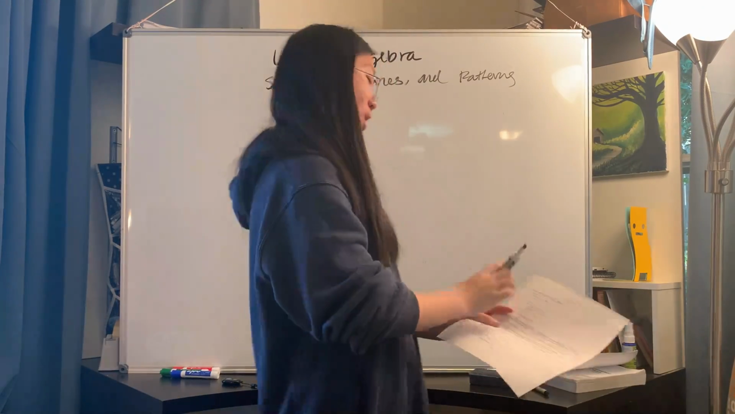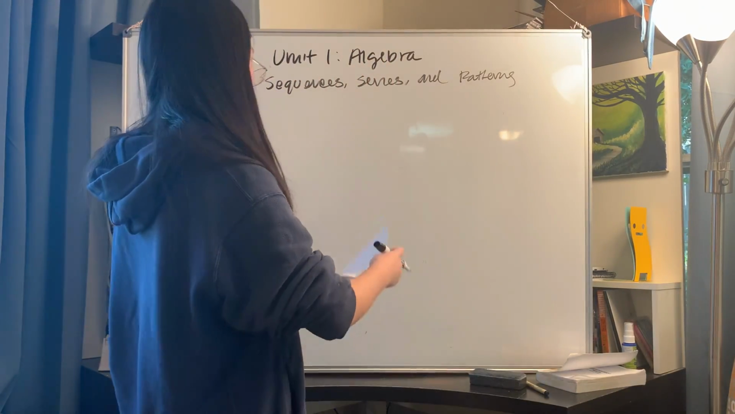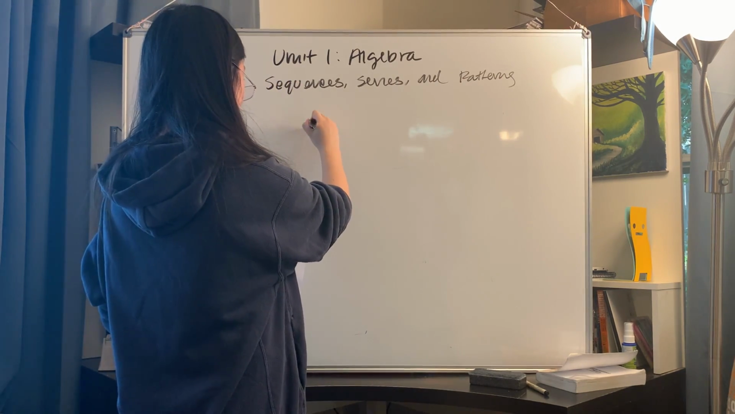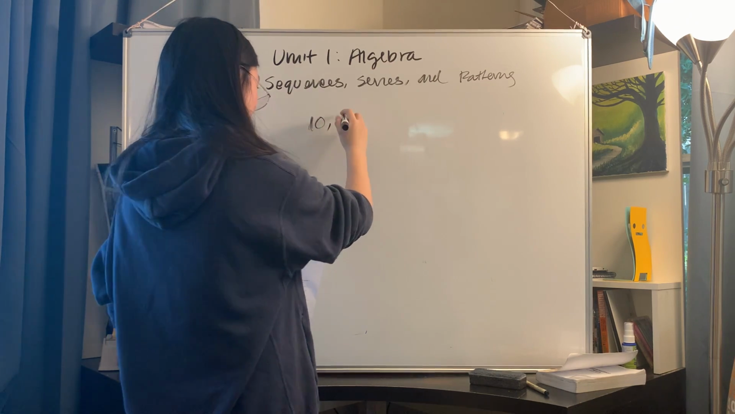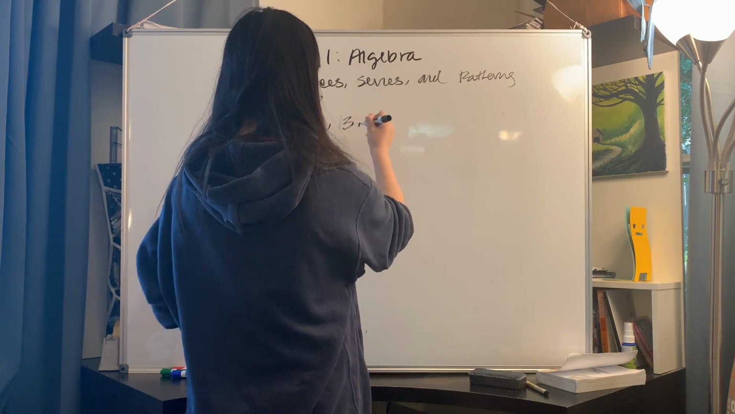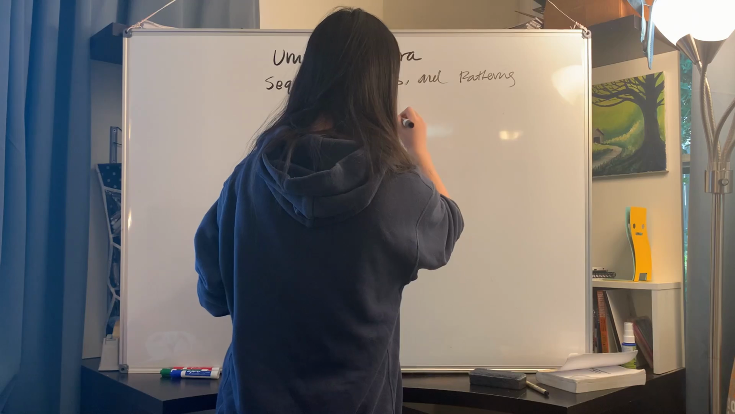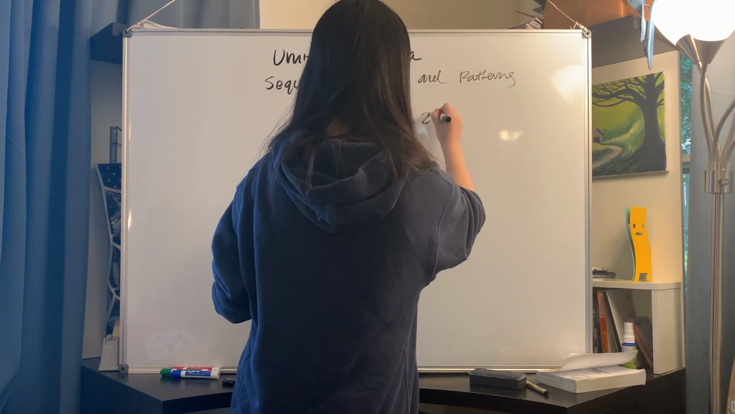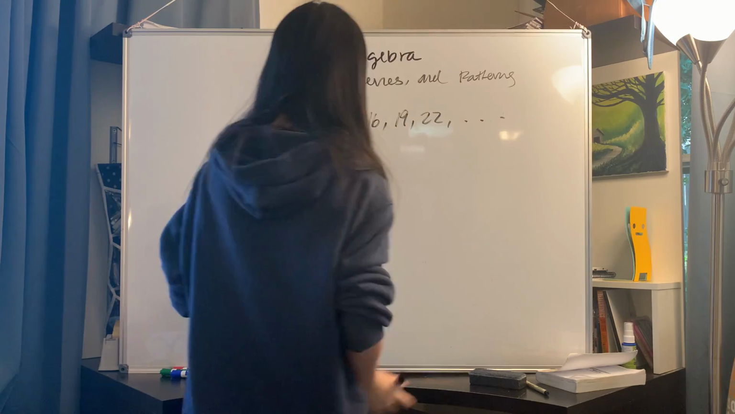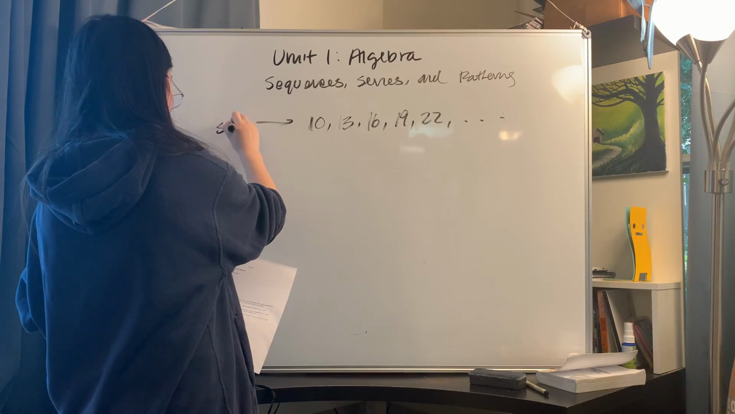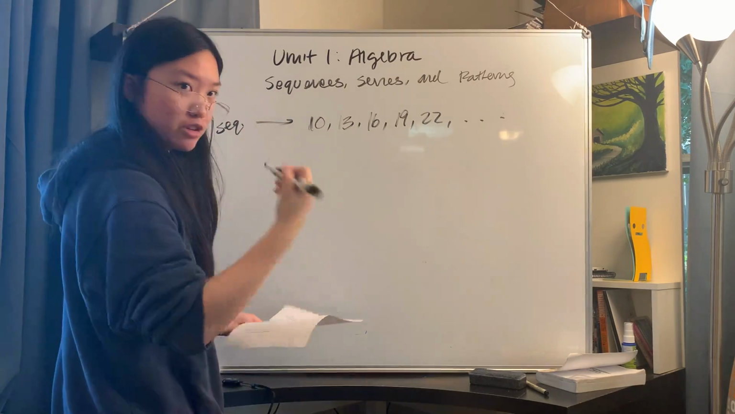So we can represent this problem using an arithmetic sequence. The sequence would be first day, 10 cents. Second day, 13 cents. Third day, 16 cents. Fourth day, 19 cents. 22 cents, and so on. So this here is our arithmetic sequence. But that's different from an arithmetic series.